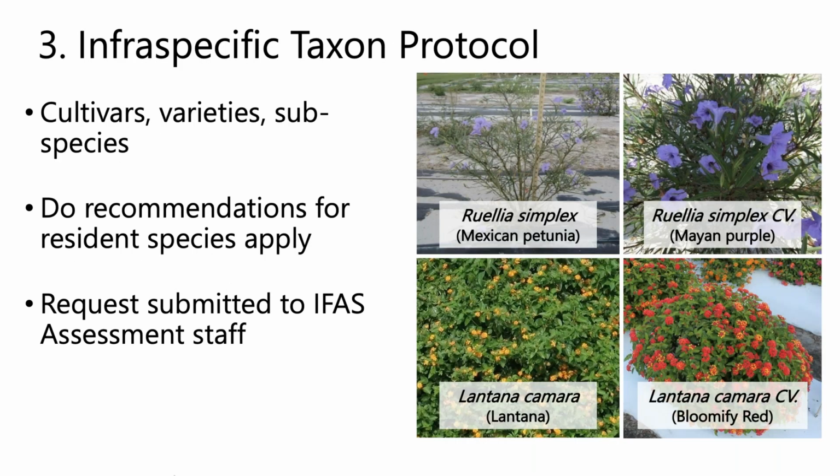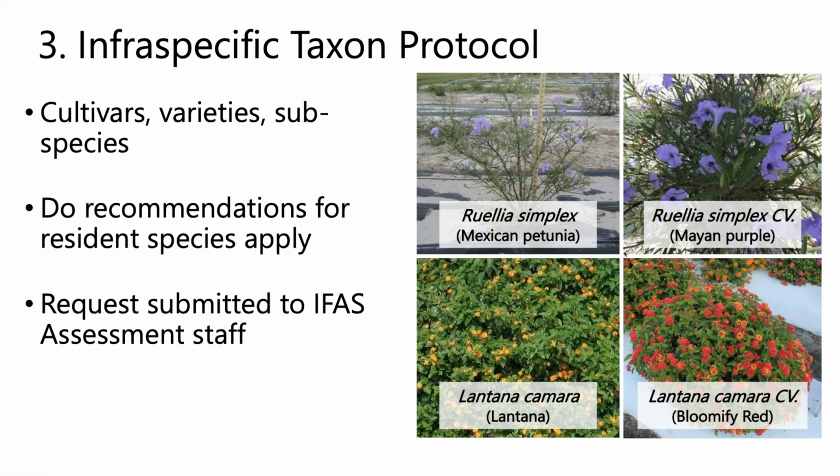And then finally, this infra-specific taxon protocol. Again, this is cultivars, varieties, and subspecies. We want to make sure that the recommendations for the parent species do not apply. So for example, we have Ruellia simplex here, this Mexican petunia. It's pretty invasive here in North Florida into Central Florida. This is the wild type and an improved cultivar. The improved cultivar has sterility and the pollen isn't viable, but it does still spread vegetatively below ground.